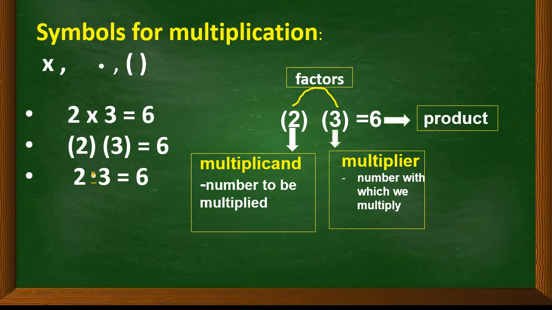Okay? Now, if we have here 2 times 3 equals 6, 2 is what we call the multiplicand, the number to be multiplied, while 3 is what we call the multiplier, the number with which we multiply, while 6, which is the answer, is what we call the product. 2 and 3 are also called factors. When we talk about factors, they are numbers that when multiplied together will give a product of 6.